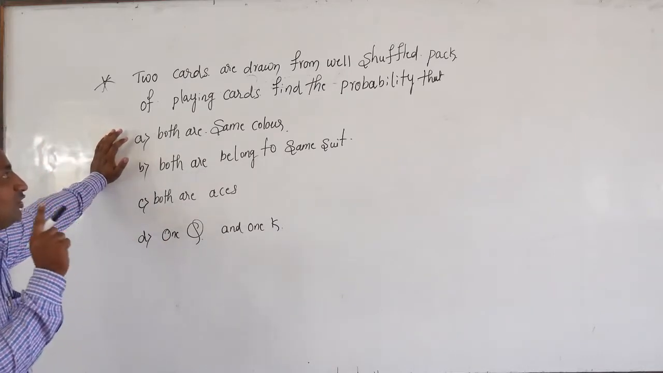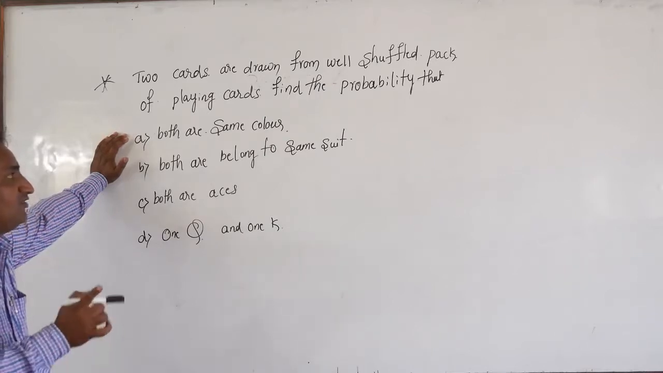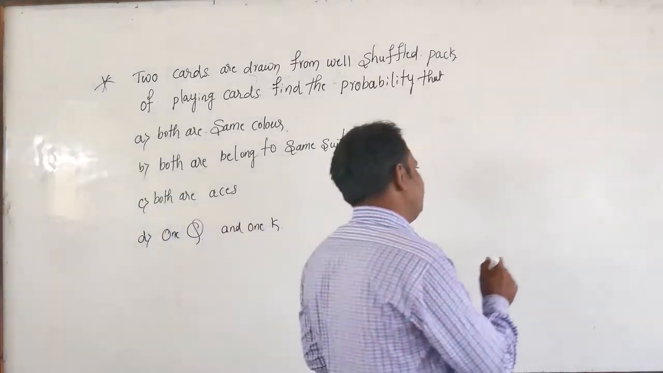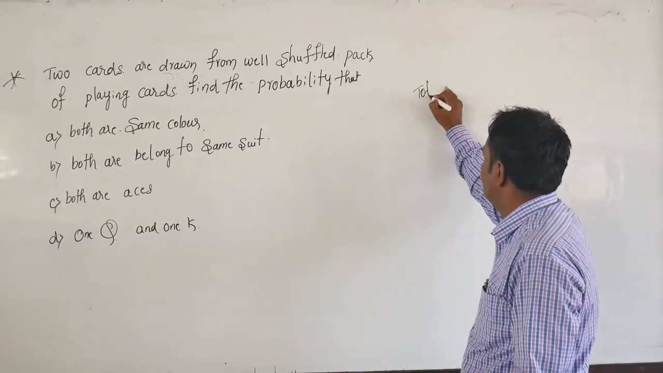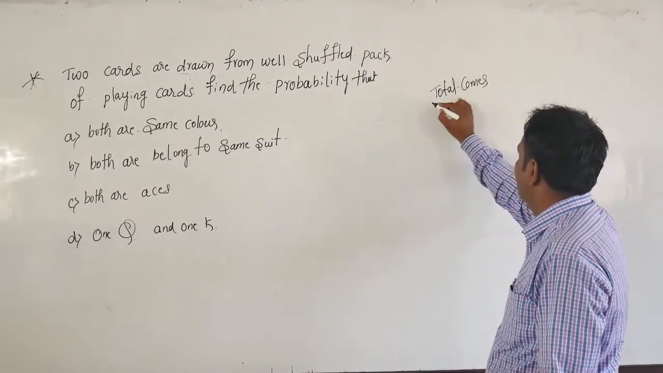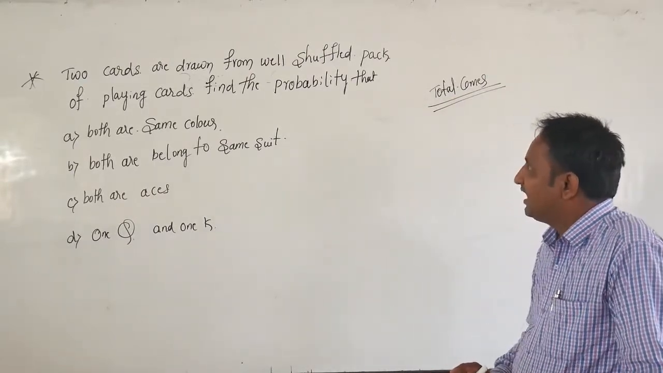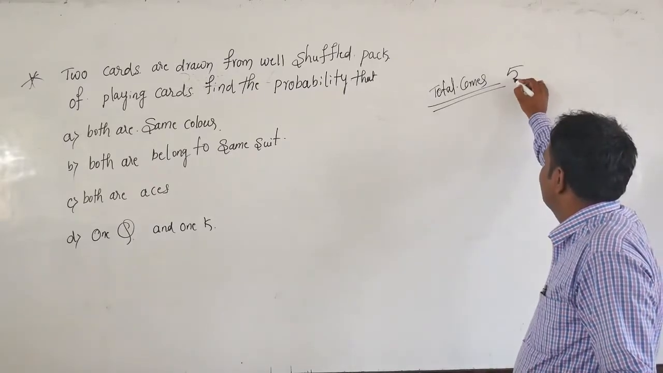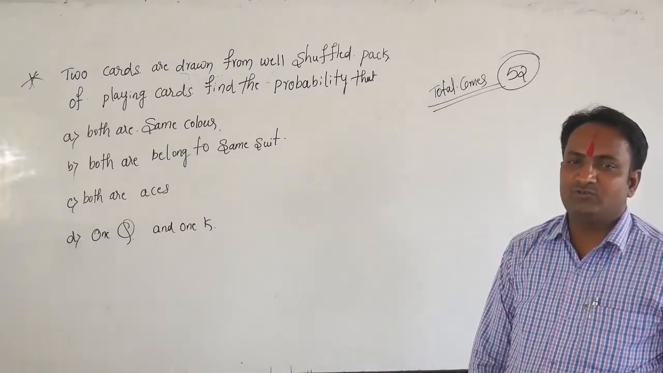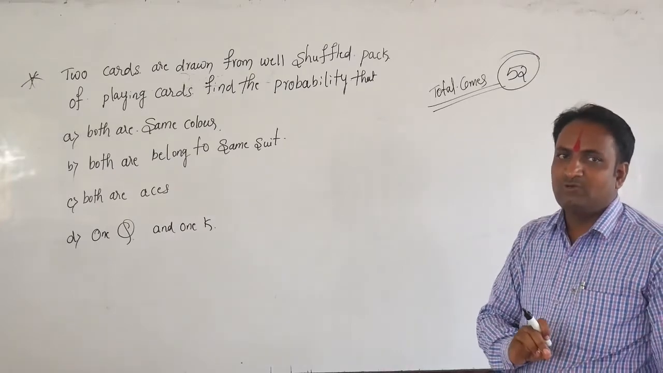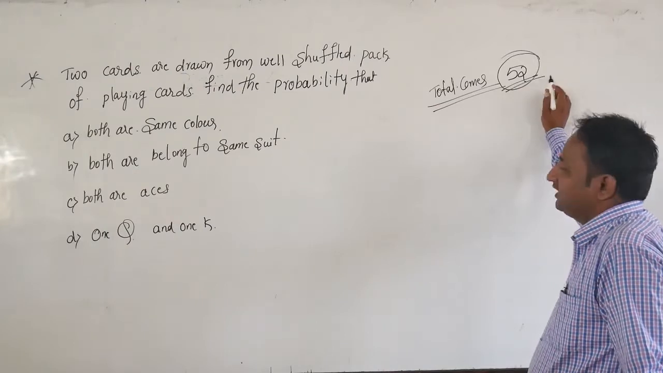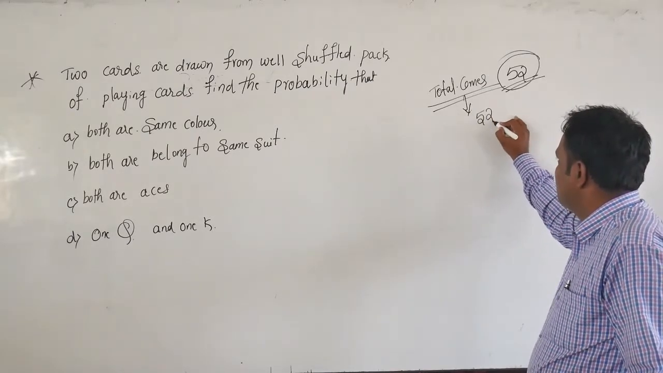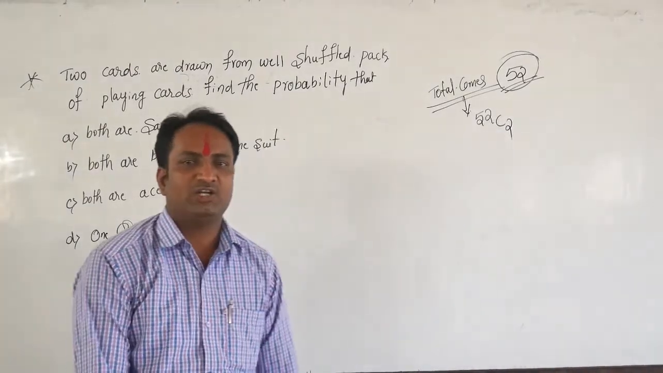Two cards are drawn from a well-shuffled pack of playing cards. Find the probability that the first one is both are the same color. The total outcomes: a pack of well-shuffled playing cards contains 52 cards, and we select only two cards out of 52. That's why the total outcomes are 52C2.